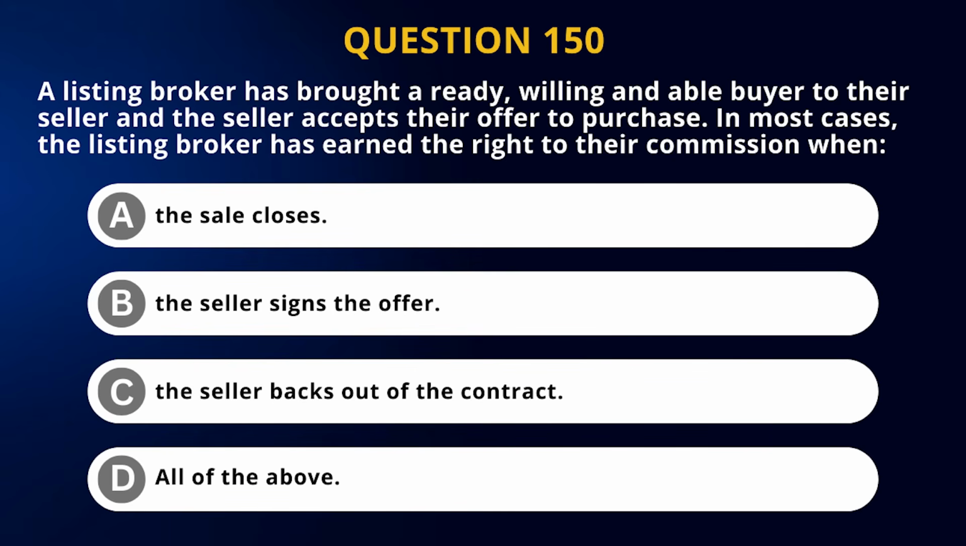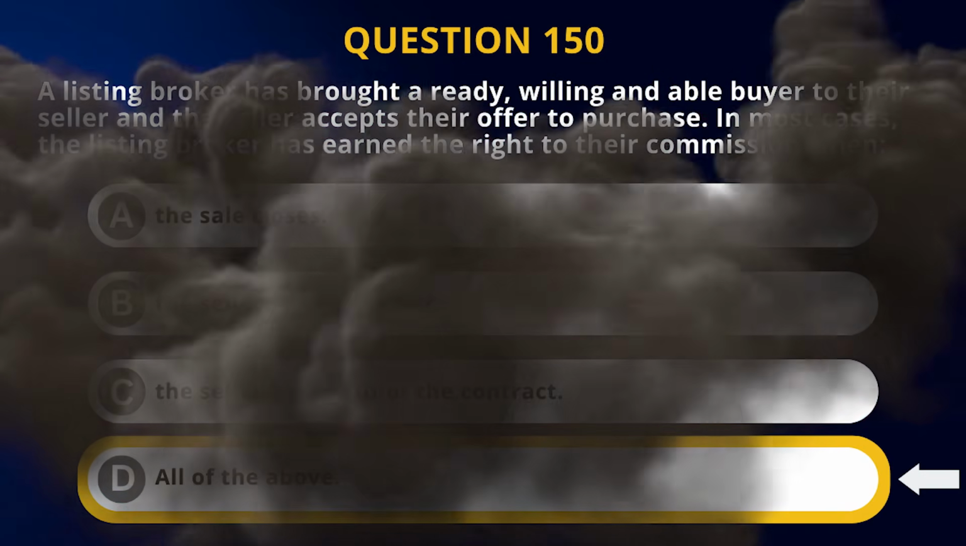Question number 150. A listing broker has brought a ready, willing, and able buyer to their seller, and the seller accepts their offer to purchase. In most cases, the listing broker has earned the right to their commission when... and the answer is letter D, all of the above.